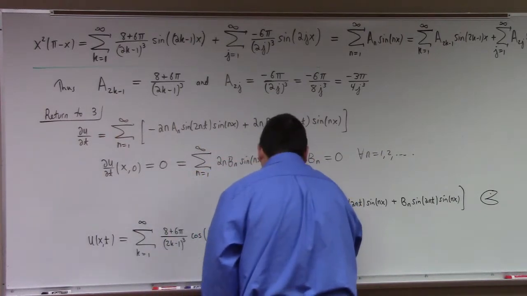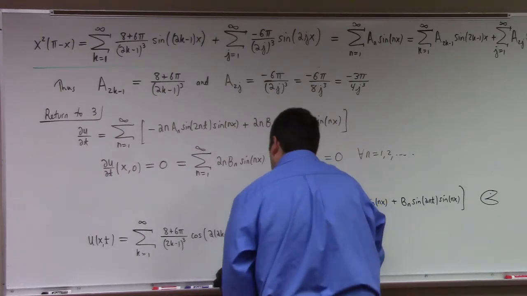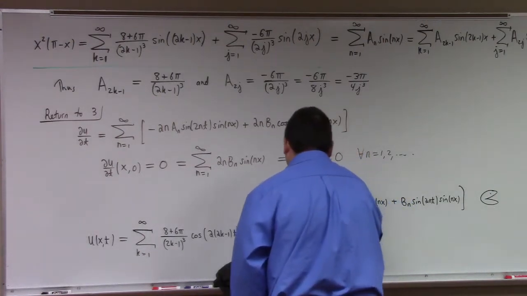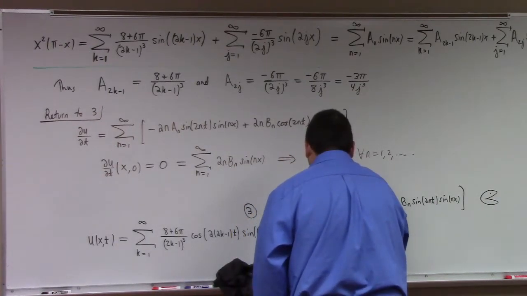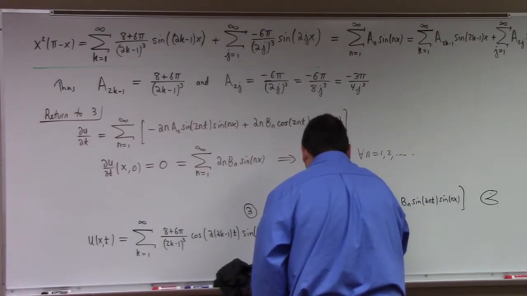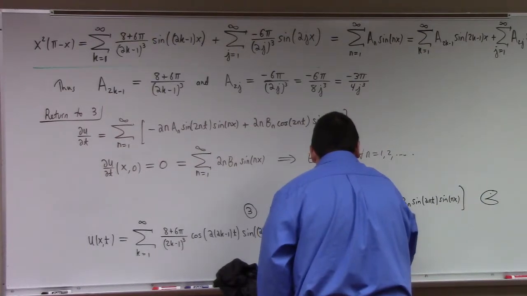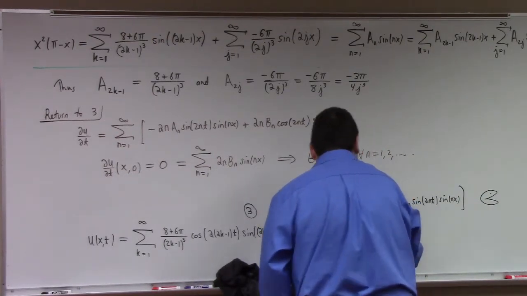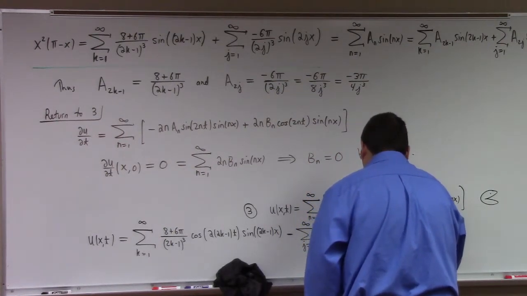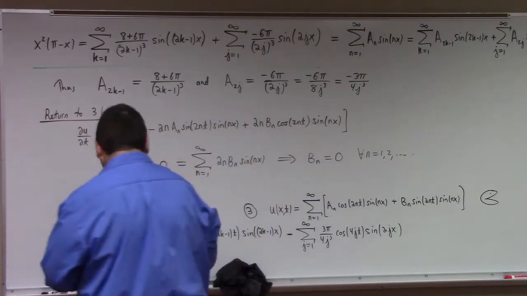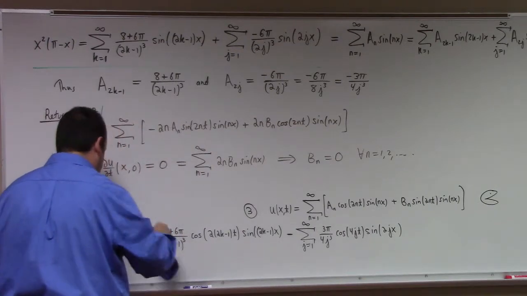All right, and then plus the sum j equals 1 to infinity of, I should put a minus, I'll pull the minus out, minus the sum j equals 1 to infinity of 3 pi over 4j cubed cosine of 4jt sine of 2jx. And there you go. That is the solution to this problem.